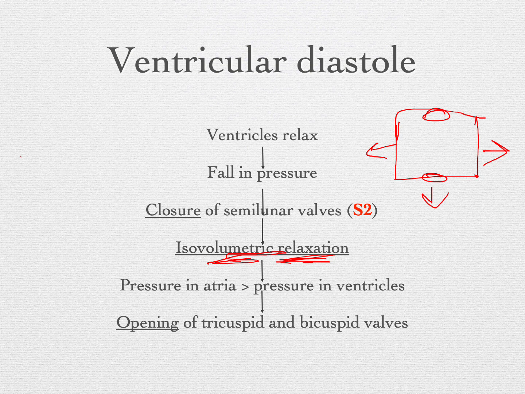Finally, the pressure in the ventricles will drop to such an extent that the pressure in the atria is greater than that inside the ventricles, and to again regain the flow of blood, there is an opening of the tricuspid and the bicuspid valves.